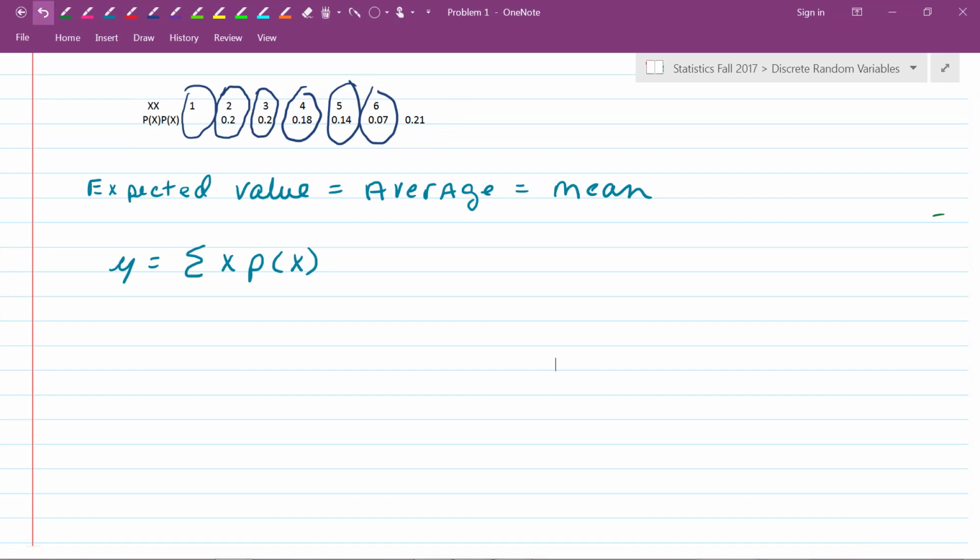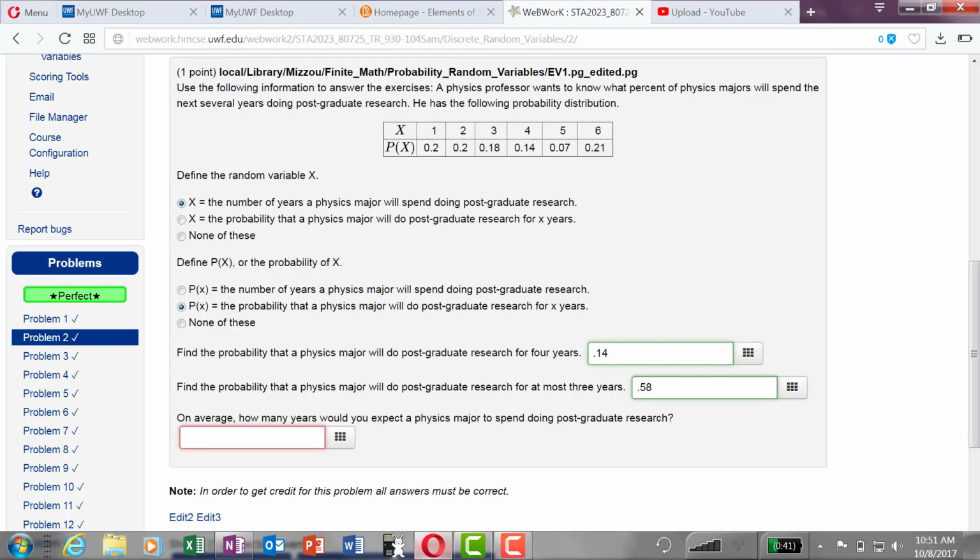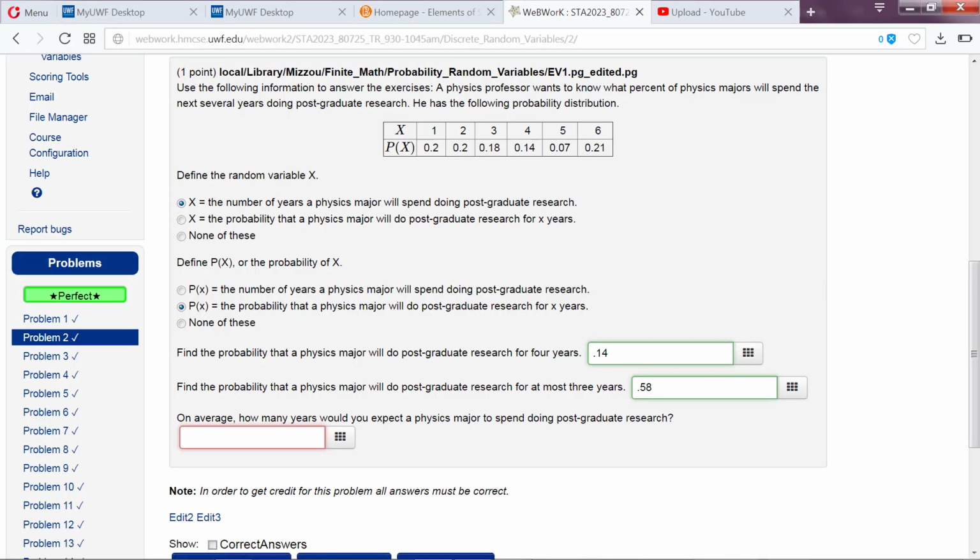So let's go ahead and go back to our other screen real quick and see if we can grab, oh, there's not a 7. And our other probability that we were missing is 0.2.